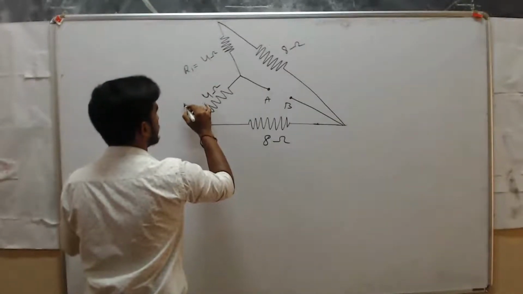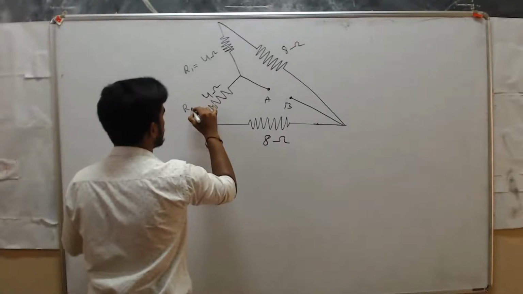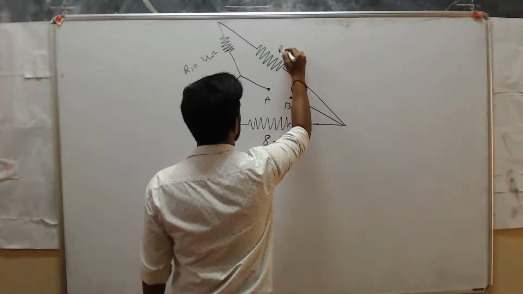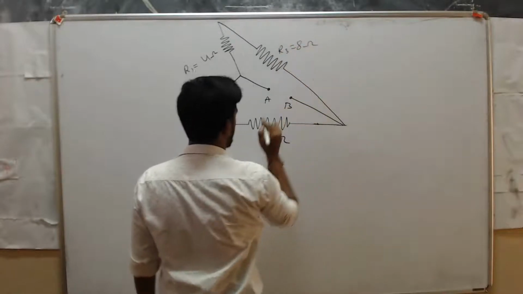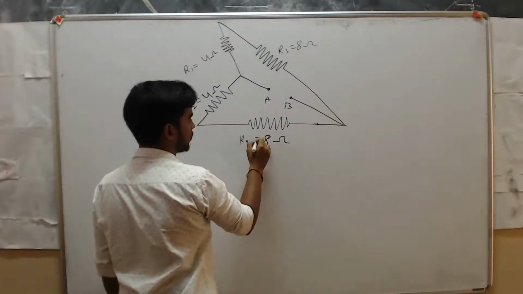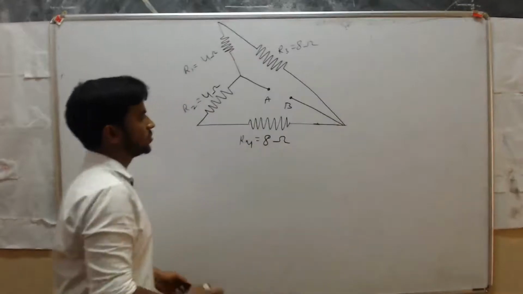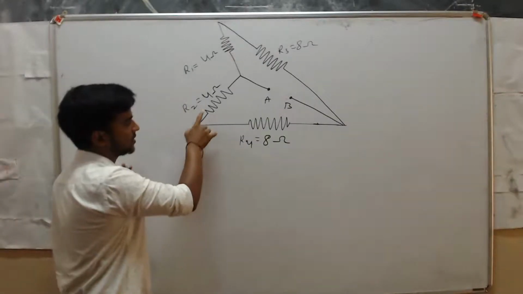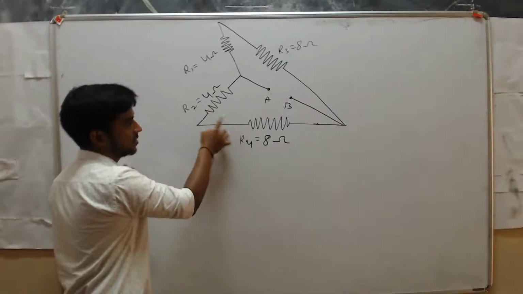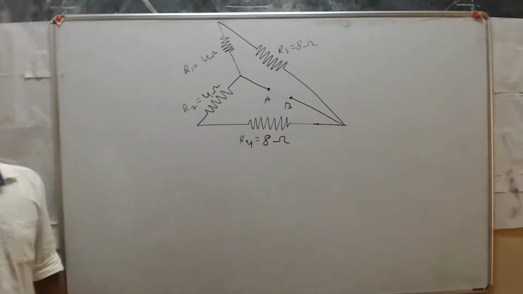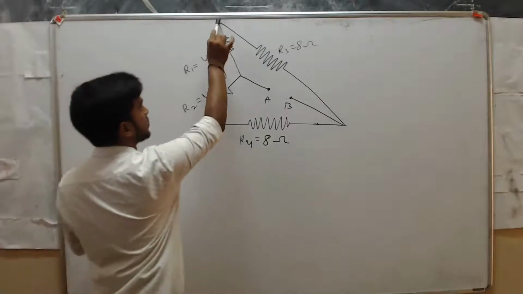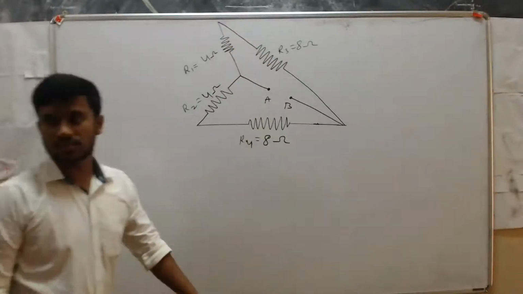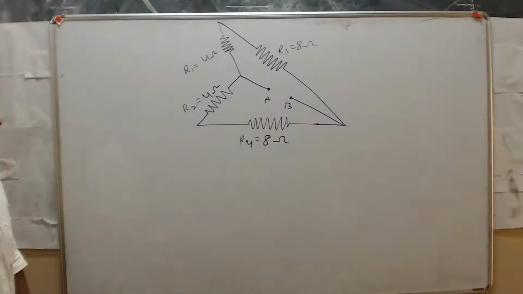R1, R2, R3, and this is R4. Okay, now just observe here, there is no connection here, right? So clearly we can say that these two are in series. Okay, and here also there is no connection, but we can say that these two are in series. Okay, yes, do it.